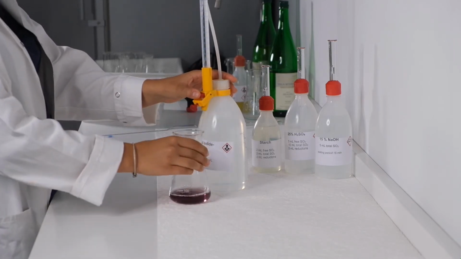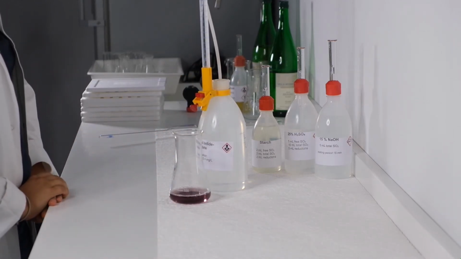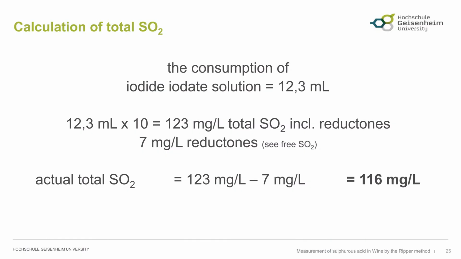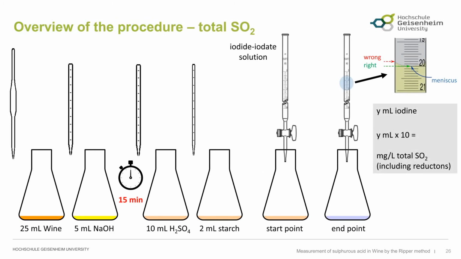The blue staining must remain for 10 seconds. In this case we used 12.3 ml iodine solution. So we measured 123 mg per liter of total SO2 including radiotones. To calculate the actual content of total SO2, we have to subtract the radiotones from the measured values again. Here you see an overview of the procedure.